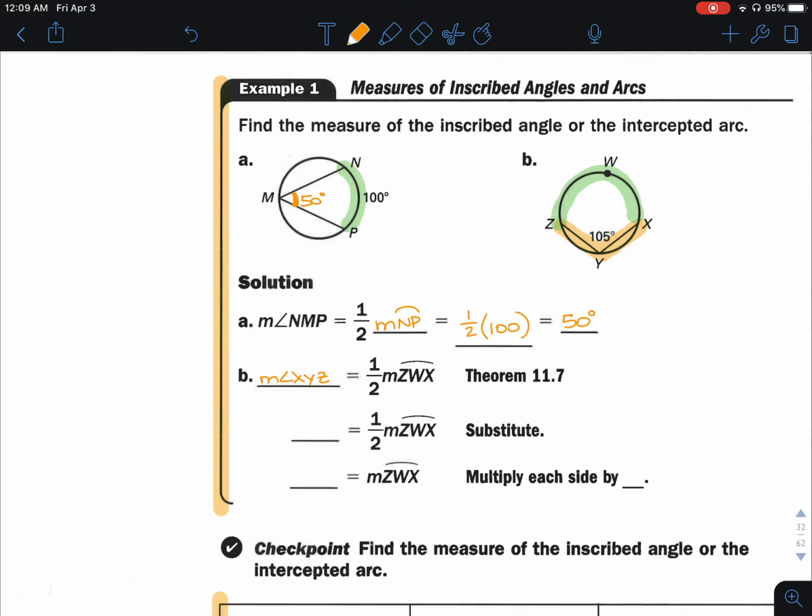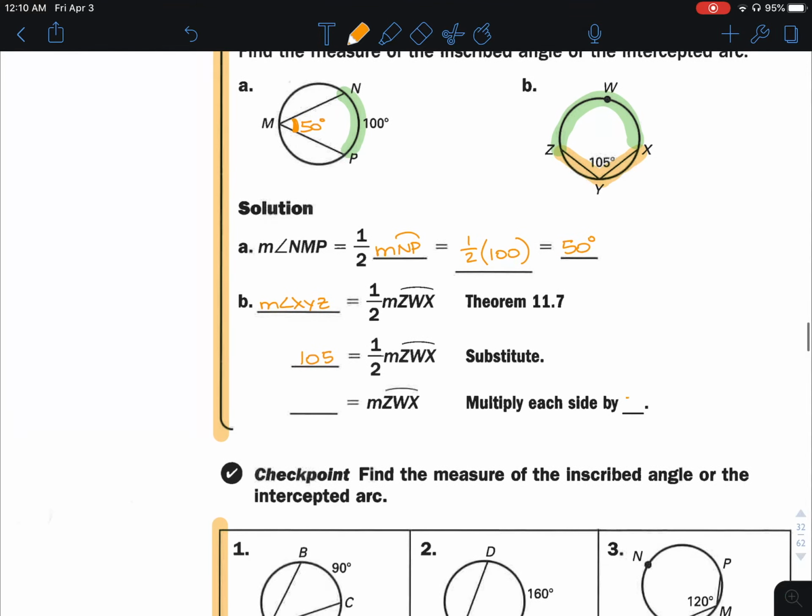Well, we know the measure of XYZ, which is 105. So I can replace that. Okay, well, I still don't have that arc by itself. How do I get rid of that 1/2? In order to get rid of a fraction, I'm going to multiply by the reciprocal. The reciprocal of 1/2 is 2/1, or just 2. So I'm going to multiply both sides by 2. So 105 times 2 is 210. So this green part here is 210 degrees.